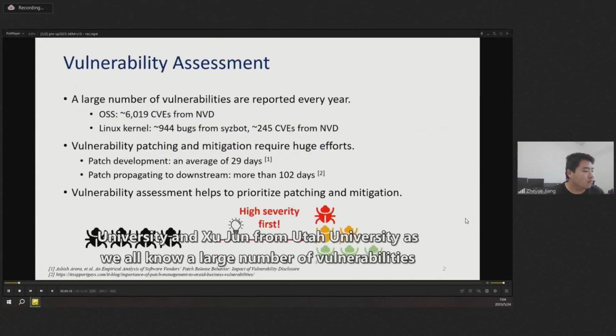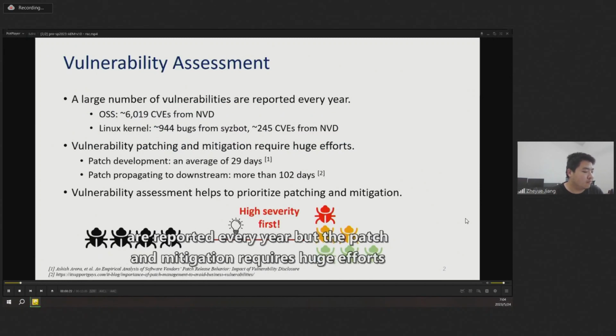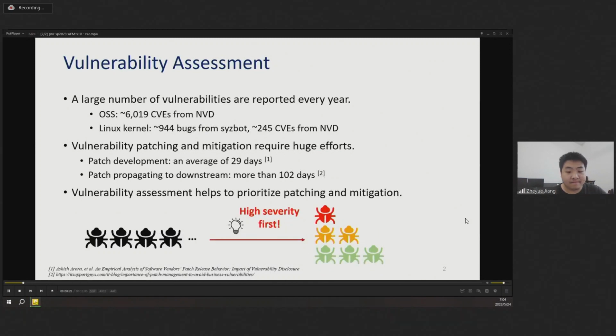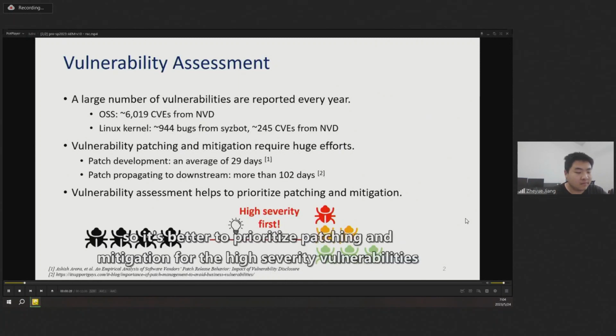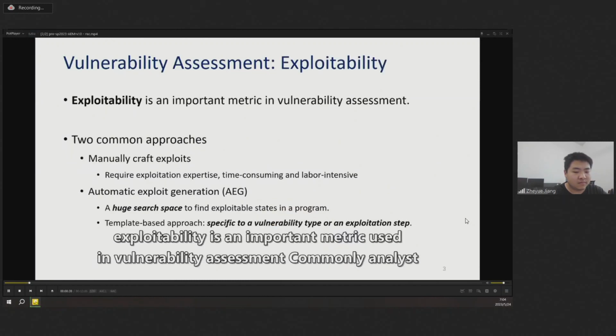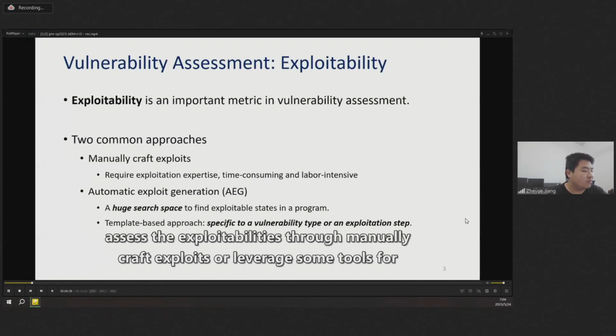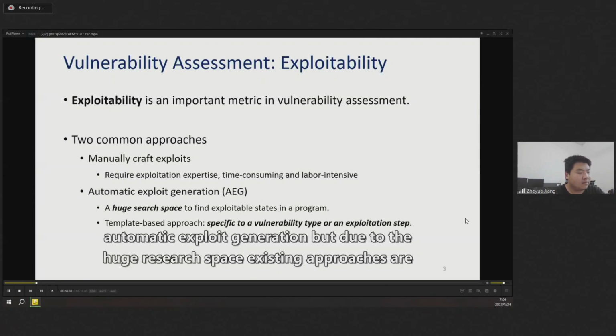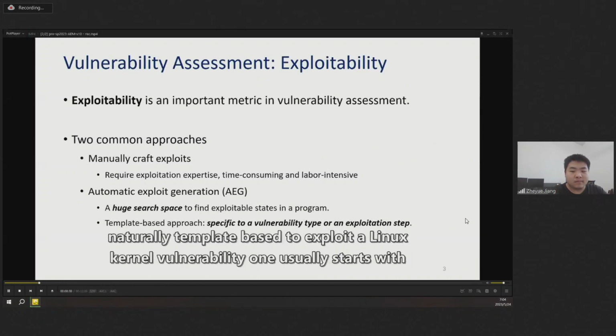As we all know, a large number of vulnerabilities are reported every year, but the patching and mitigation requires huge effort. So it's better to prioritize patching and mitigation for the high-severity vulnerabilities. Exploitability is an important metric used in vulnerability assessment. Commonly, the analysis assesses the exploitability through manually crafted exploits or leverages some tools for automatic exploit generation. Due to the huge search space, existing approaches are naturally template-based.